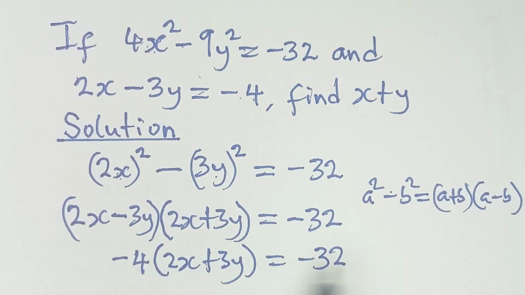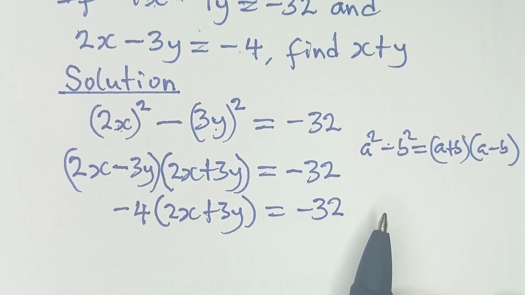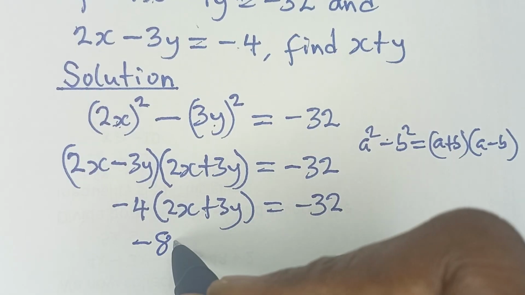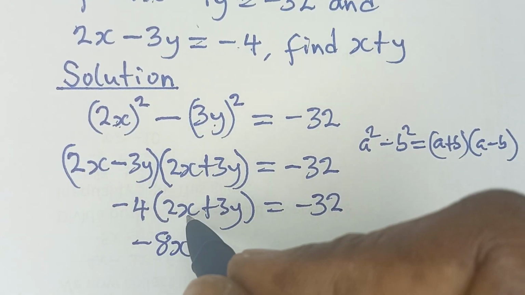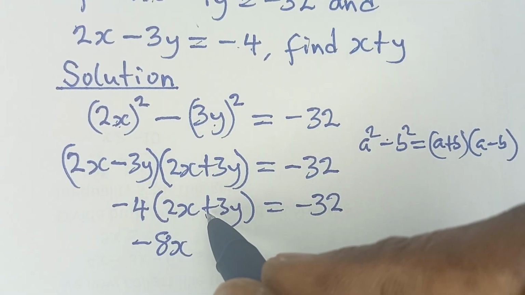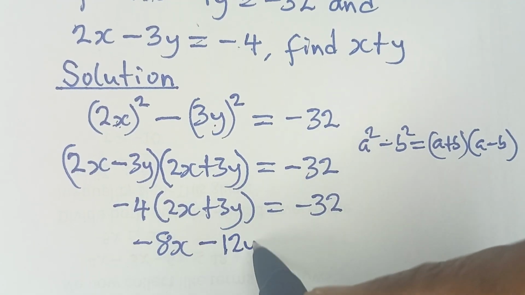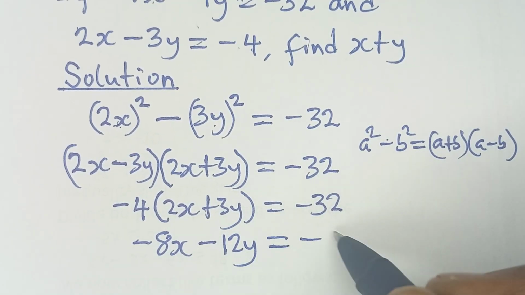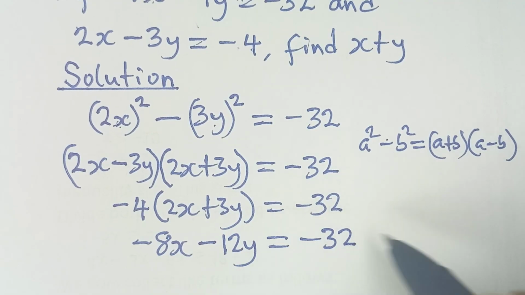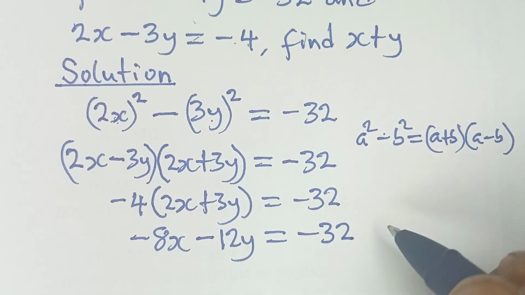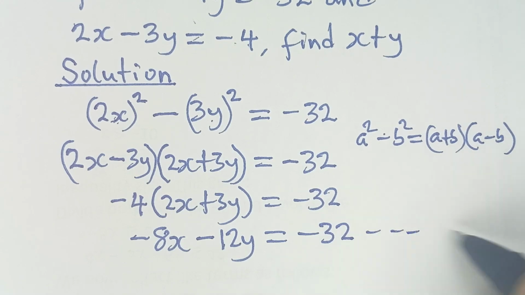So if I expand this bracket, it's going to give me negative 8x, that is this negative 4 multiplying this, and then negative 4 multiplying positive 3y is going to give me negative 12y, and that will be equal to negative 32. So now I can call this my equation 1.